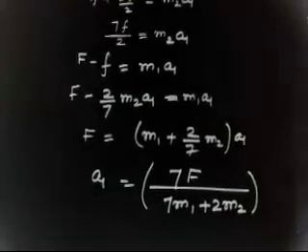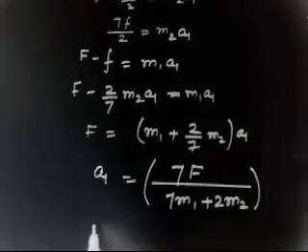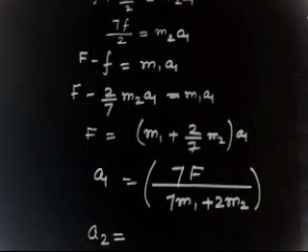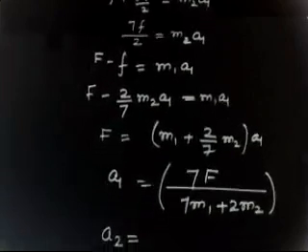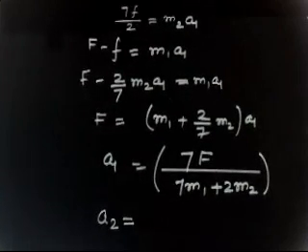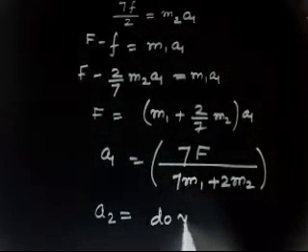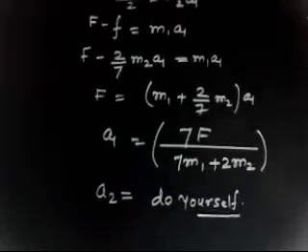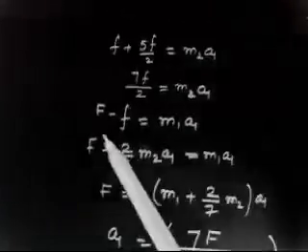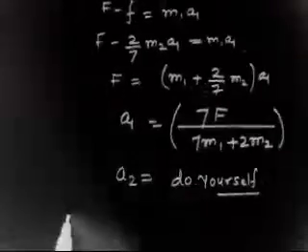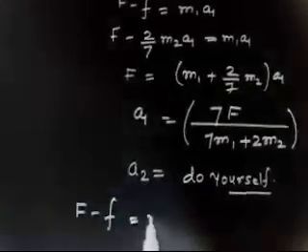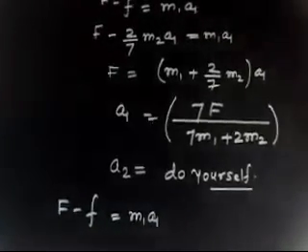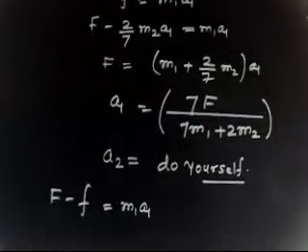Similarly, you can solve for a2. Now you see a2, we have already said, I have the equation for a2, so you can solve it yourself. Let us find a2 yourself. Now let me find the friction force. Friction force, F minus f is equal to m1 a1. I will wait for some time so that you can find a2. Please check with your colleague whether all of you are getting the same answer or not. Let us wait for 1 minute.